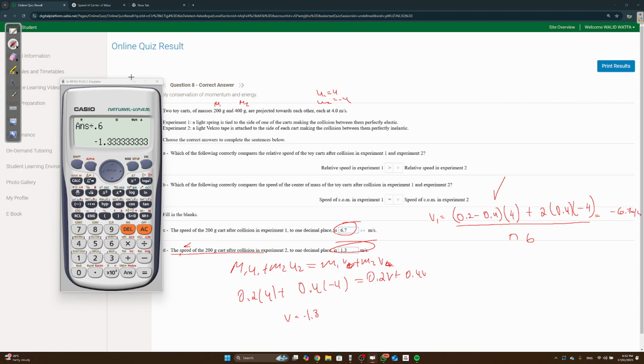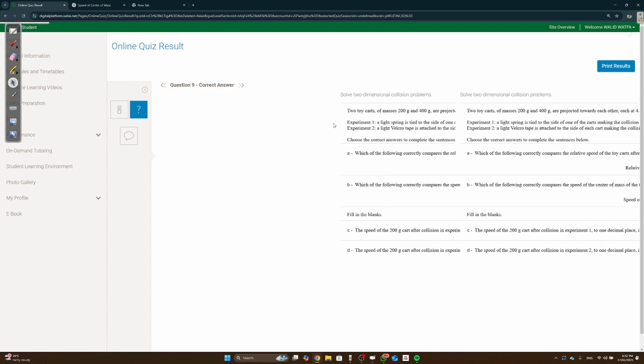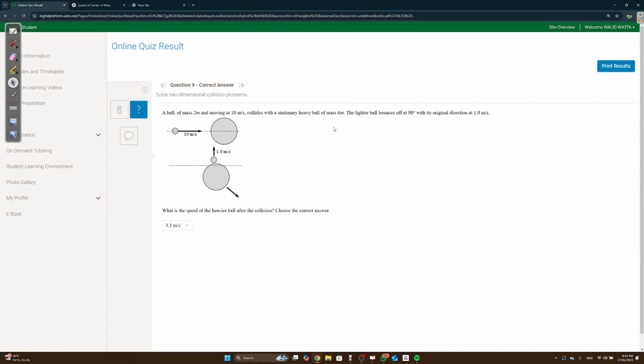Not too hard. Remember, if it's an inelastic collision, the relative speed is 0. And if it's elastic, the relative speed actually exists. And remember, the speed of the center of mass is always the same no matter what experiment. So this is a quick summary on conservation of momentum and energy.